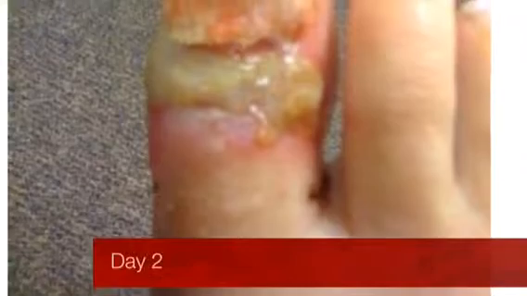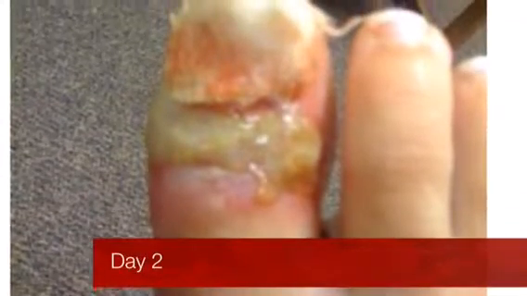Prior to her vacation, this client received a pedicure in which the technician used dirty implements and accidentally cut the client's toe. By day 2, the client was in the emergency room, and by day 3, the client was hospitalized. Day 4 shows just how dangerous unsanitary practices can be in the salon.